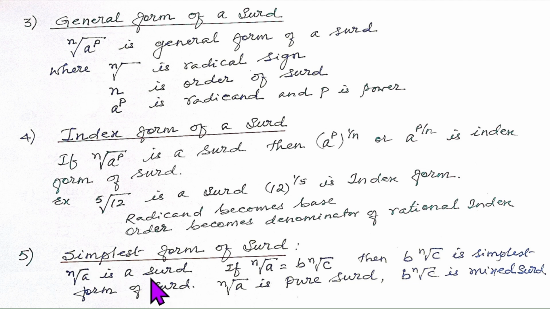Now the simplest form of a surd. The nth root of a is a surd. If the nth root of a is equal to b times the nth root of c, then b times the nth root of c is the simplest form of the surd. The nth root of a is a pure surd, and b times the nth root of c is a mixed surd. So the simplest form of a surd means expressing a pure surd in mixed surd form, where b is a coefficient and the nth root of c is a surd.